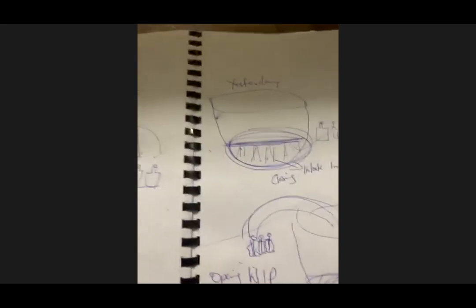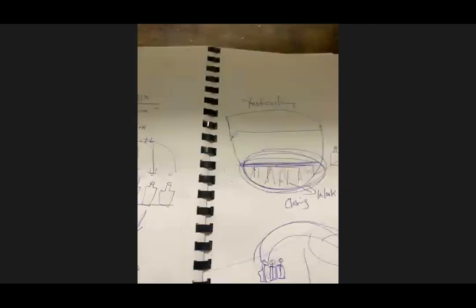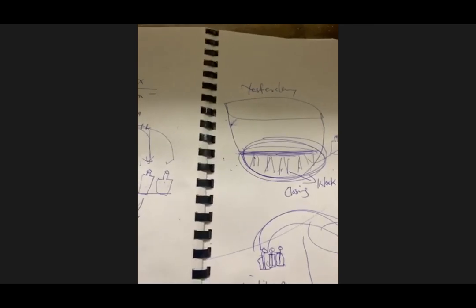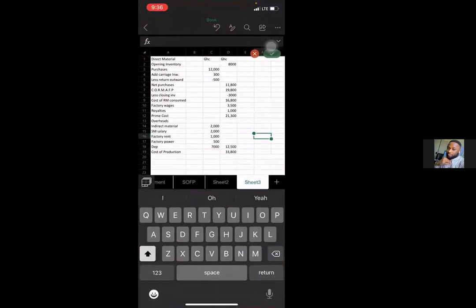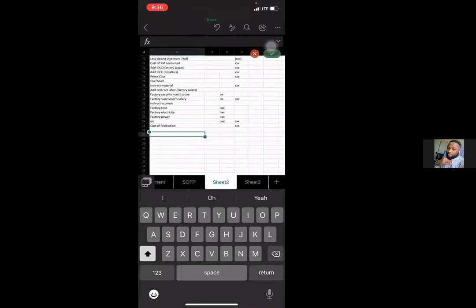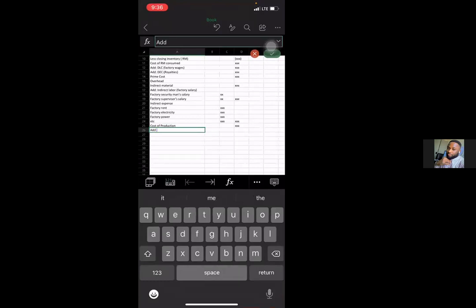All right, so in our Excel sheet, kindly hold on, let me share my screen. So in our Excel sheet, after getting the cost of production, we would then add, what would you add? You add your opening work in progress. WIP, all right? You have the opening WIP here. And then we less closing work in progress.